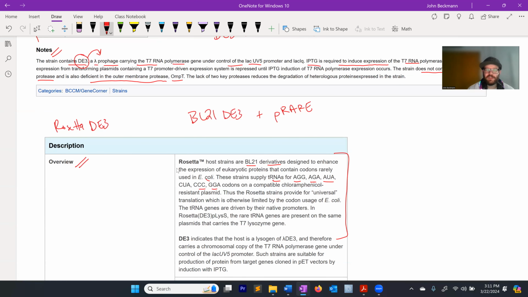So that's 1, 2, 3, 4, 5, 6. So that's actually 6 codons. When I presented it last time, I think I said 10 to 20, so that was incorrect. Here we're actually fact checking it. The precise number is 6 tRNAs. Maybe codons isn't the correct term. 6 tRNAs that are actually provided by this plasmid. Thus, Rosetta strains provide for universal translation, which is otherwise limited by rare codons in E. coli. Okay, so that's the gist.